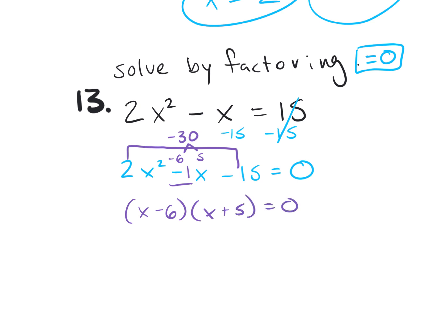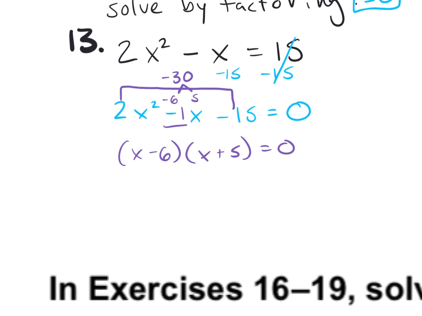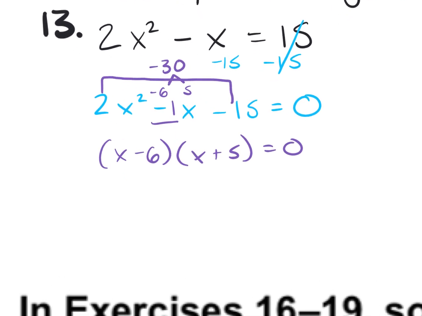What would we do next? Before I make them equal to 0, what do I have to remember to do? If I start by multiplying, what can I not forget? I have to divide. Don't forget, if you start by multiplying the first times the last, you have to remember to divide by that leading coefficient. So I'm going to divide by 2. Simplify if you can. So this one turns into x minus 3. If it doesn't simplify, move it in front of the x. This would be 2x plus 5.